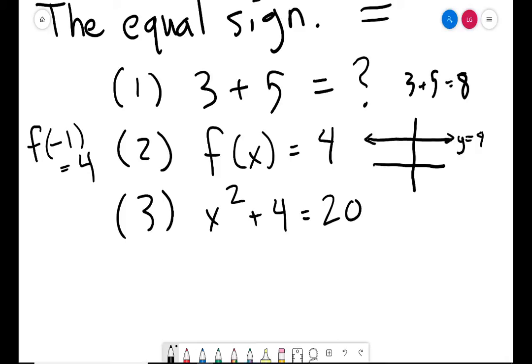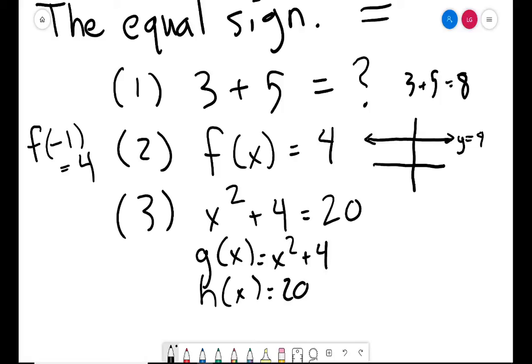So number 3 is looking similar, right? The left-hand side looks like a function and it's equal to something, but it is not an assignment of the function, right? It is not saying f of x, well, there's something tricky going on, right? It's not like we could assign a function to be x squared plus 4. We could assign a function to be 20 and ask when does g of x equal h of x? That's kind of what's happening here, right? I like to often think of a little question mark above this type of equal sign.